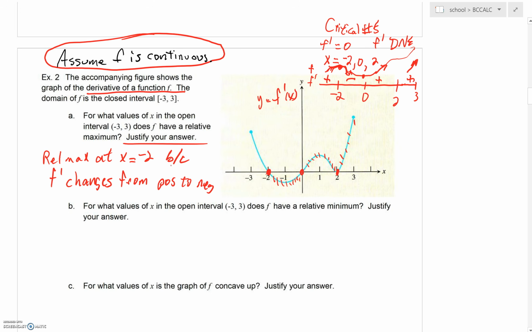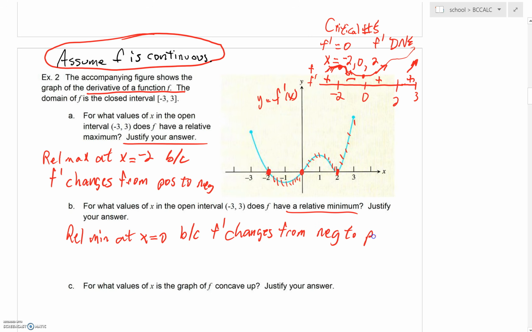Well, let's take a look at a relative minimum. Well, we could see that that's at 0. We've got a relative min at x equals 0. We can give a reason. We can say this is going to be because f prime changes from negative to positive.